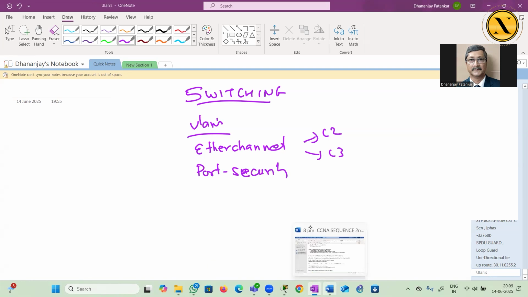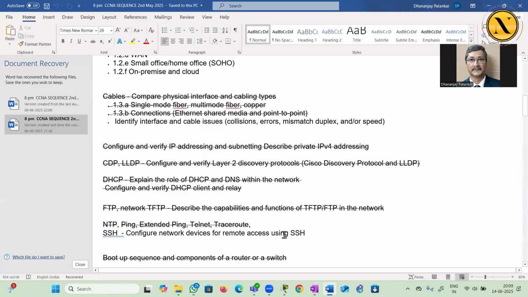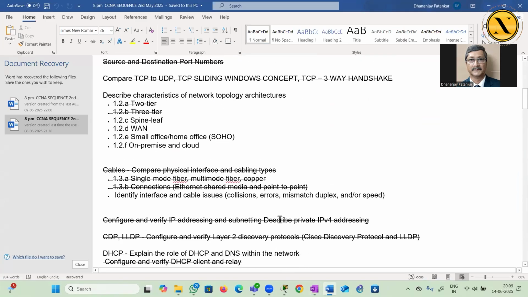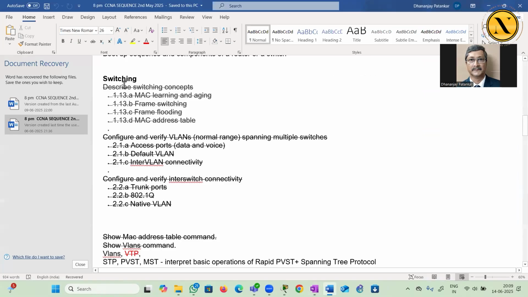Okay. So look at this. Let me strike off whatever we have done. In the switching, we have done all these things, right? Describe switching concepts, how the switch learns the MAC address. And aging, of course, we didn't do anything, but we know it ages out a MAC address in 5 minutes, 300 seconds, right? So if that PC again doesn't send any data in 300 seconds, it will remove it, so that more and more space is left in the MAC address table for new MAC addresses to be learned.